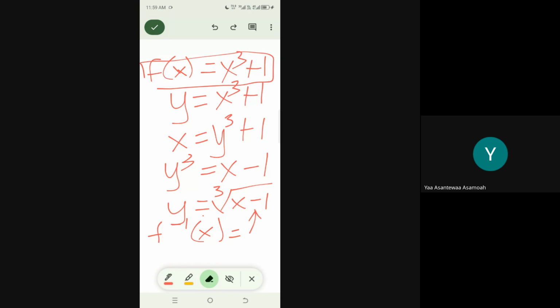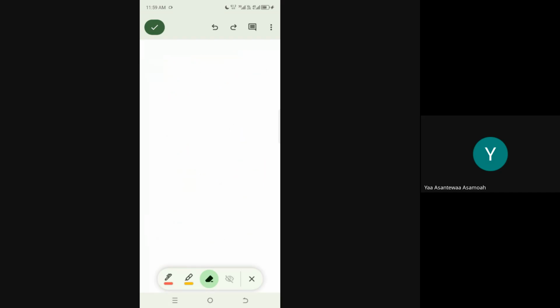I don't get what you're saying. Said why? f inverse of 9 is 3. So this is what we had: you get the cubic root of x minus 1, right? And the question is asking us to find f inverse of 9.